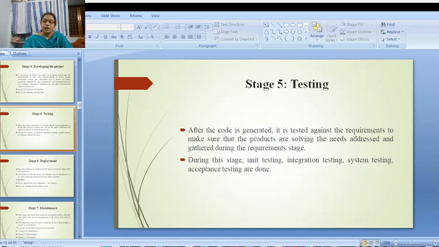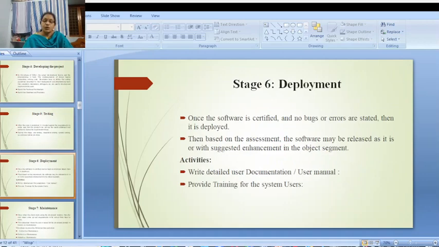That will be done in the next stage, that is deployment. Once testing is done, if no errors are there, then the software will be certified. If no bugs or errors are found, then it is deployed. After testing with the different test plans, whatever the developers have developed, if the testers test the software and no bugs or errors are there, then the software is certified.